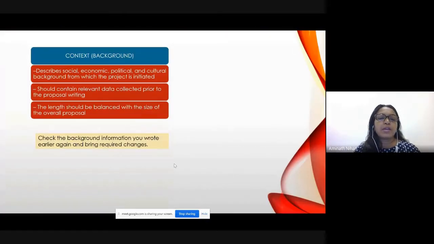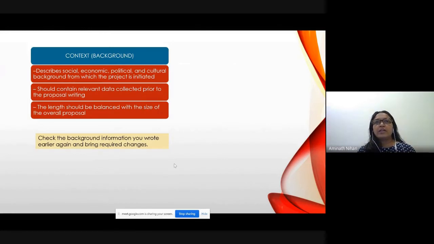Now the background. You've already written a little bit on the background. Remember that the background describes the social, economic, political, and cultural background from which the people are drawn. So the context of your island or the group of people you are targeting should be described well, with relevant data collected prior to proposal writing. Remember, we collected primary data and secondary data so that you can write the background better and understand the target group better.